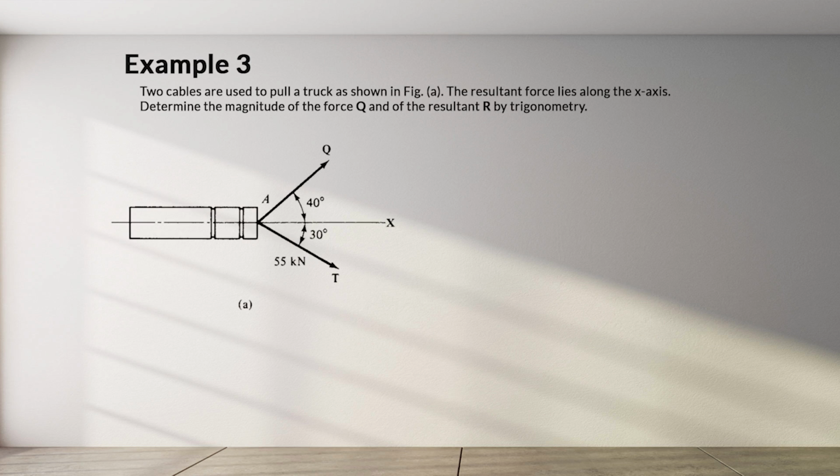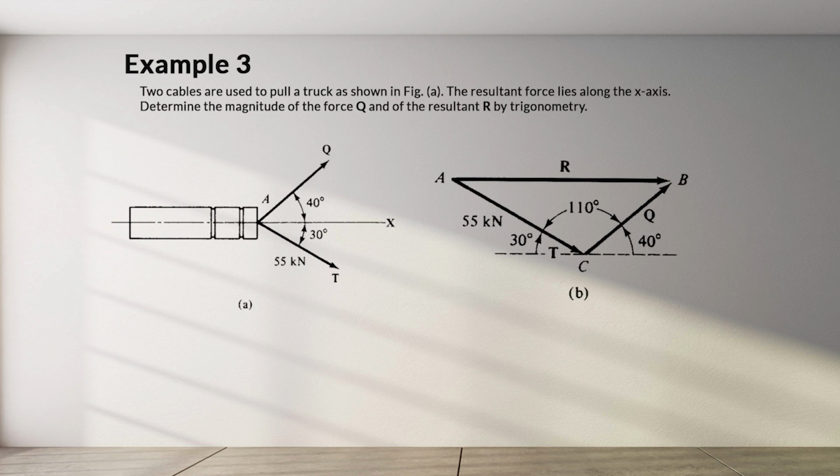In example 3, 2 cables are used to pull a truck as shown in figure A. The resultant force lies along the x-axis. Determine the magnitude of the force Q and of the resultant R by trigonometry. The force Q at an angle of 40 degrees is added to the force T at an angle of 30 degrees to form the resultant R at an angle of 0 degrees in a tip-to-tail fashion, as shown in figure B.